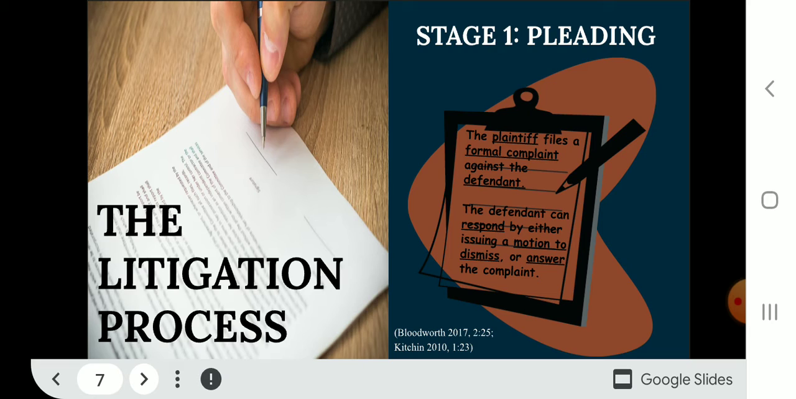The plaintiff usually bears the burden of proof and has to outline the specific proof requirements in the complaint. However, if the defendant files an answer to the plaintiff's complaint, both parties advance to the next stage of the litigation process.